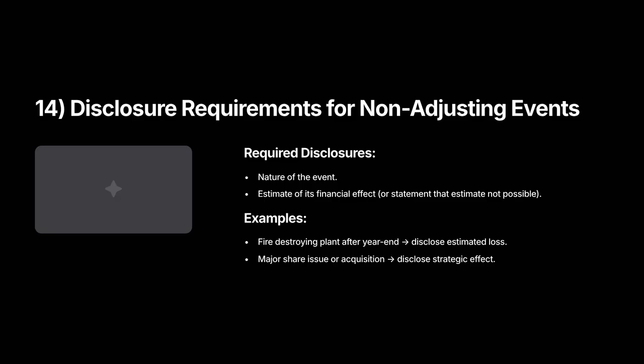Disclosure requirements for non-adjusting events. For material non-adjusting events, disclose the nature of the event and an estimate of financial effect, or say you cannot estimate it. Examples: a fire destroying a plant after year end. Disclose the estimated loss. Major acquisitions announced after the reporting date: disclose nature and possible impact. Transparency is the goal.